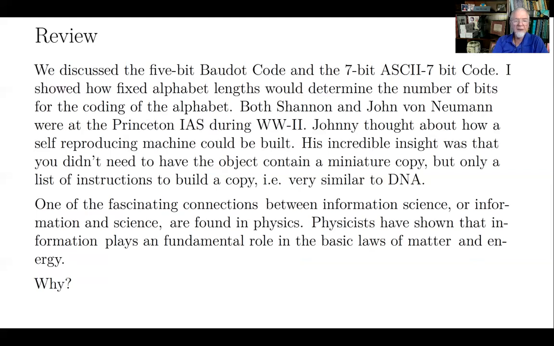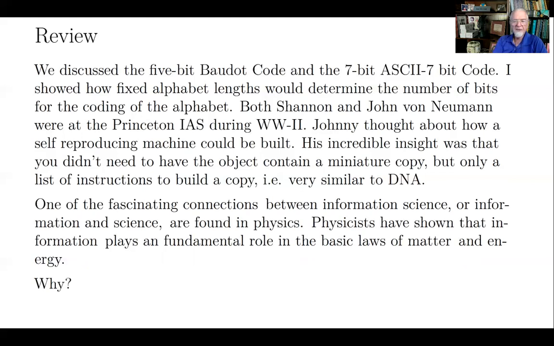So we discussed the 5-bit Baudot code. This is the one that is used by the blind. The 7-bit ASCII code. And I showed how fixed alphabet lengths would determine the number of bits for coding an alphabet.